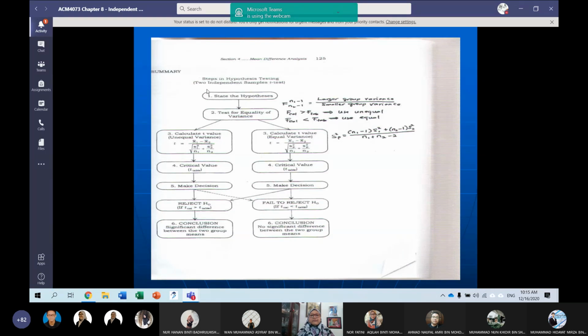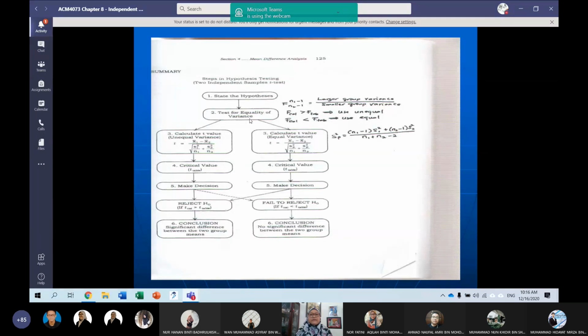Now, these are the steps. This is a summary of the independent sample t-test. The first one is to have a hypothesis. So in this case, how do we build the hypothesis? The null hypothesis is that there is no difference between male and female for communication skills. The alternative hypothesis is that there is a difference between male and female for communication skills.